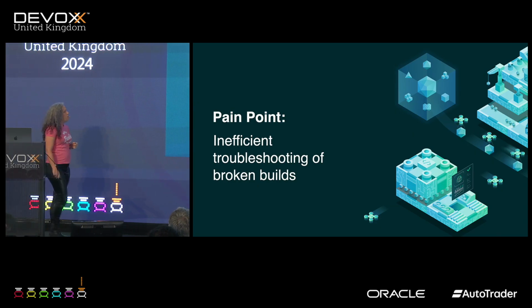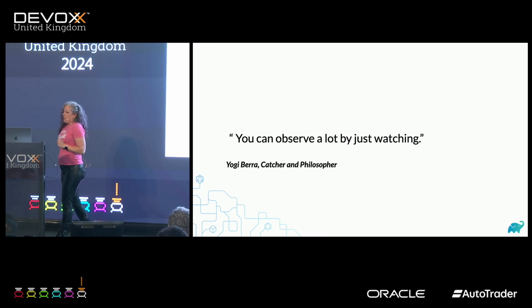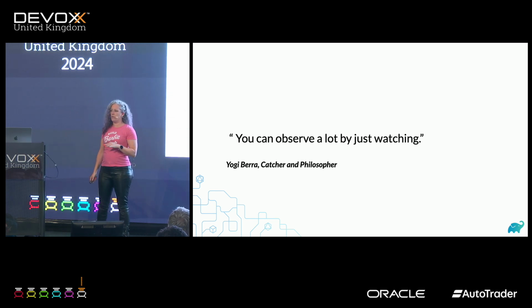OK, next pain point, inefficient troubleshooting of broken builds. It's very difficult to figure out what on earth is going on if you're not looking at what is going on. This is particularly troublesome for local builds, and particularly now that more of us are working remotely.